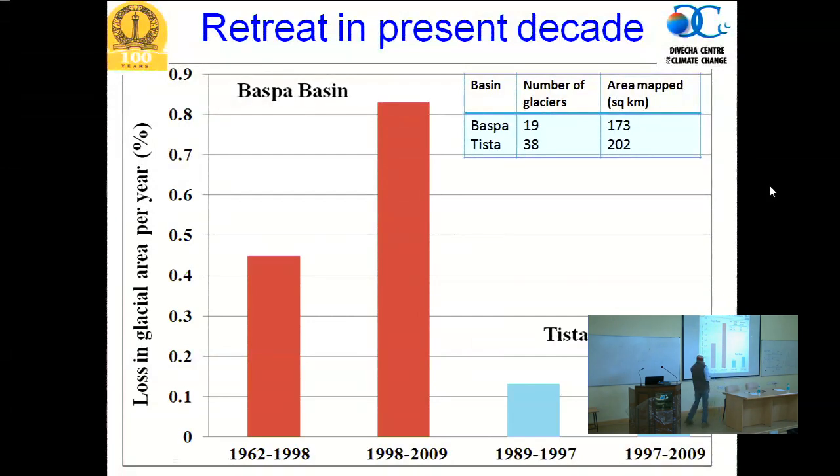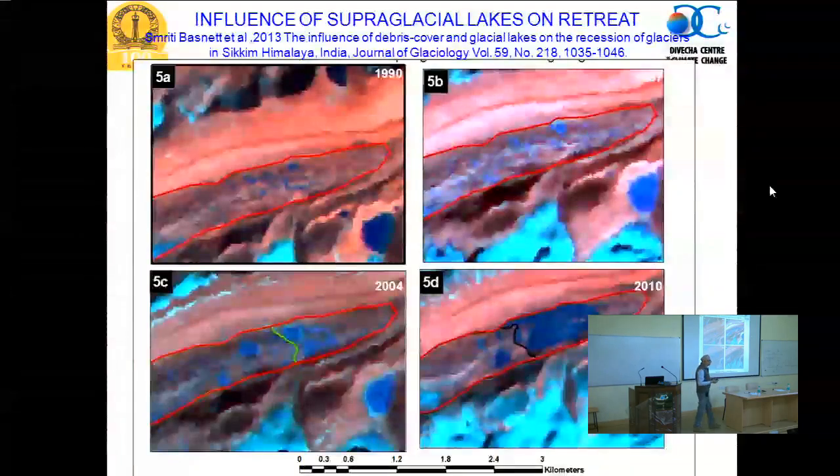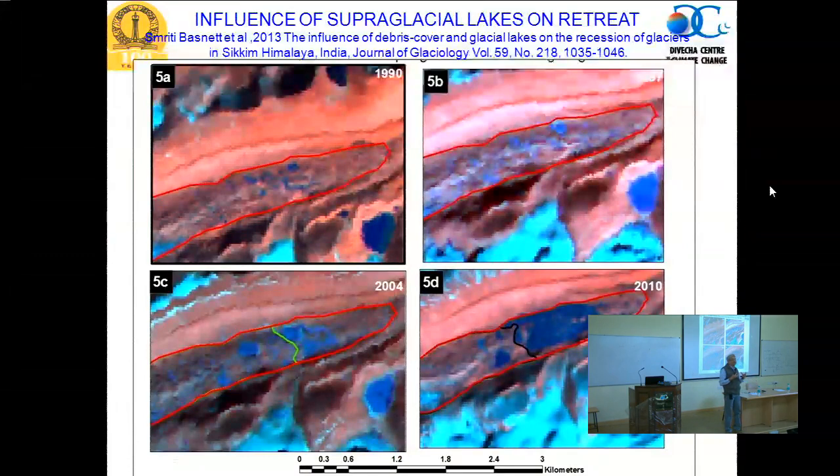One is the Baspa Basin, which is located in the central Himalaya, in Himachal Pradesh, and the other is north of Gangotri Glacier and Gangotri Valley. And you can see the glacier retreat has accelerated. Another area we have looked into is Teesta, and that is also accelerated. So we have two geographically different regions of the Himalaya, one in central Himalaya and one in eastern Himalaya, and in both places the rate of retreat of glaciers has accelerated. Why is that? Our study suggests there could be a different issue at different places.